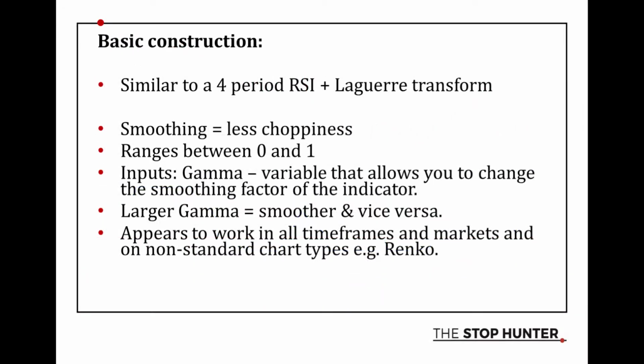Its construction is pretty simple. It's similar to the 14-period RSI, the traditional one, plus that Laguerre transformation, and that creates the smoothing, as we've seen on that example, less choppiness. Difference here, rather than the standard RSI, we're looking at a range between 0 and 1 rather than 0 and 100. The only input we've got in here is something called gamma, and that allows you to change the smoothing factor of the indicator, and the larger the gamma, the smoother it is, and vice versa.